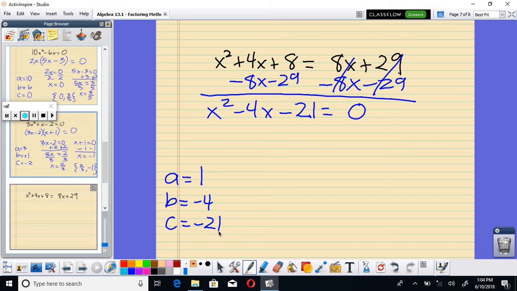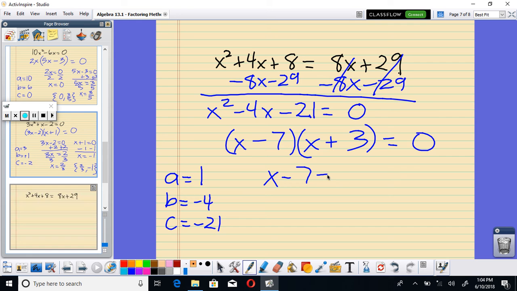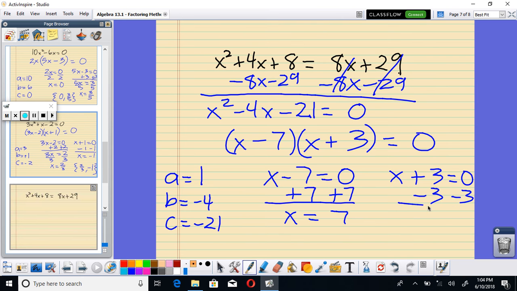Okay. Hopefully you folks understand that part now. Okay. We're going to solve by factoring. They have nothing in common. We're going to go to two sets of parentheses. X and x. 7 and 3. Minus and plus. Each factor has to equal 0. And then we solve for x in both cases. Okay, two solutions. 7 and negative 3.